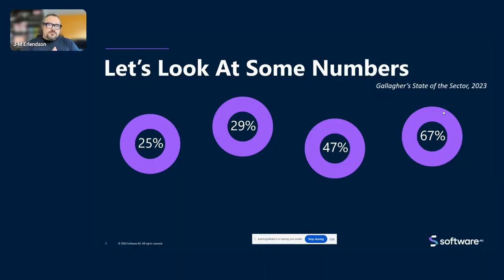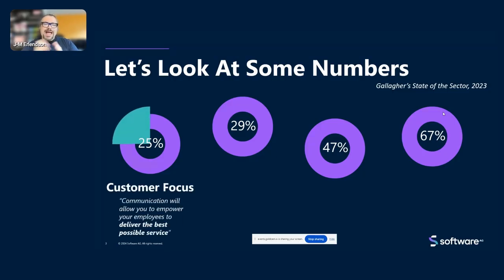So let's look at some numbers that give us an understanding of why we want to approach workforce enablement as a core part of how we make people feel connected to process architecture and the organization. 25%: Gallagher State of the Sector says that communication allows you to empower your employees to deliver the best possible service. We need to communicate to our people. We need to bring them into the fold to help them to achieve their goal of supporting our customers the best way they can.